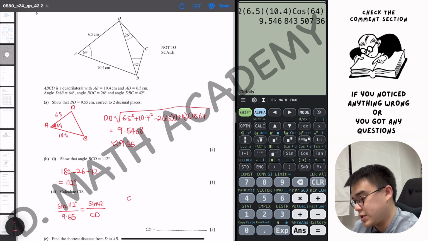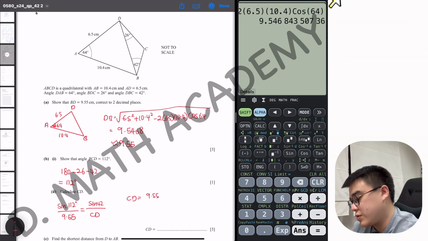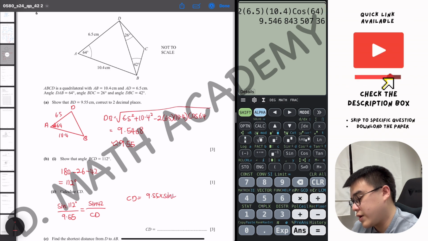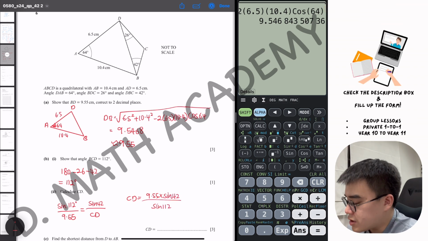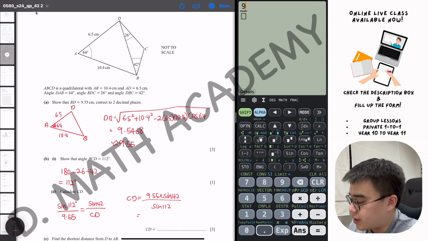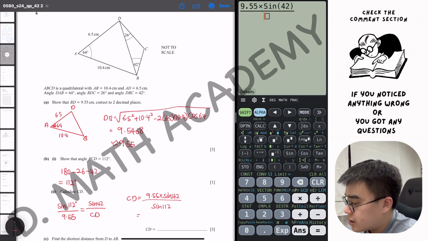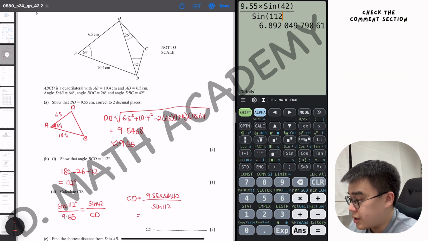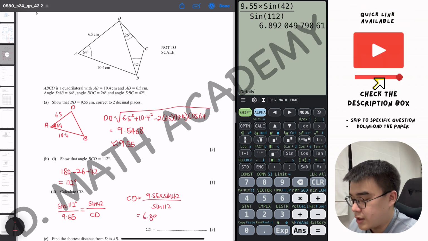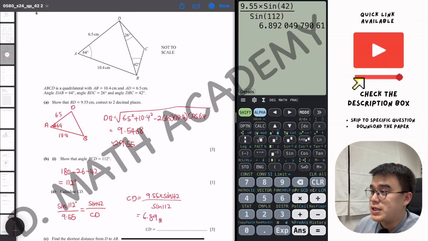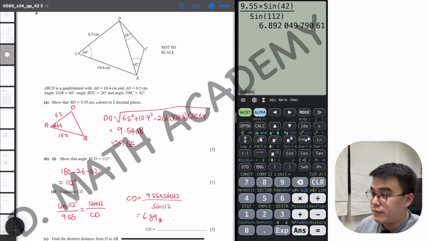So CD is actually 9.55 times sine 42, divided by sine 112. So with this measure here, you should be able to get your answer as 6.89, okay, as your CD's calculation.